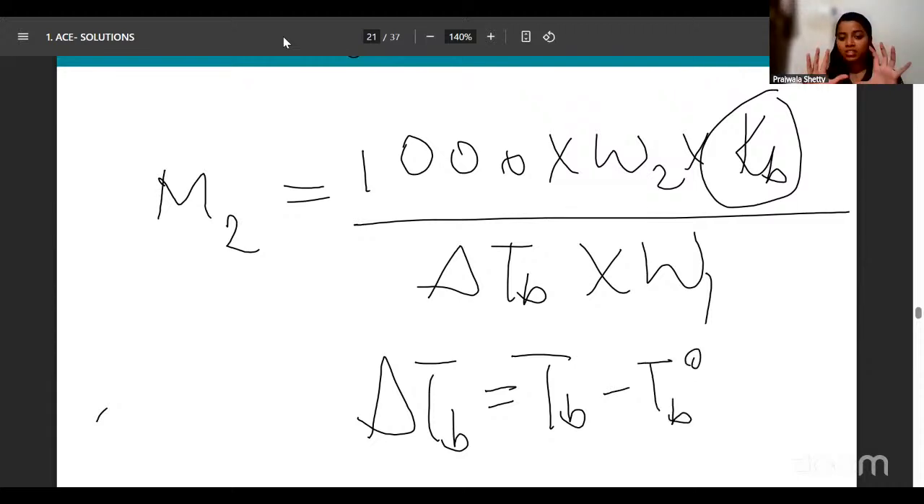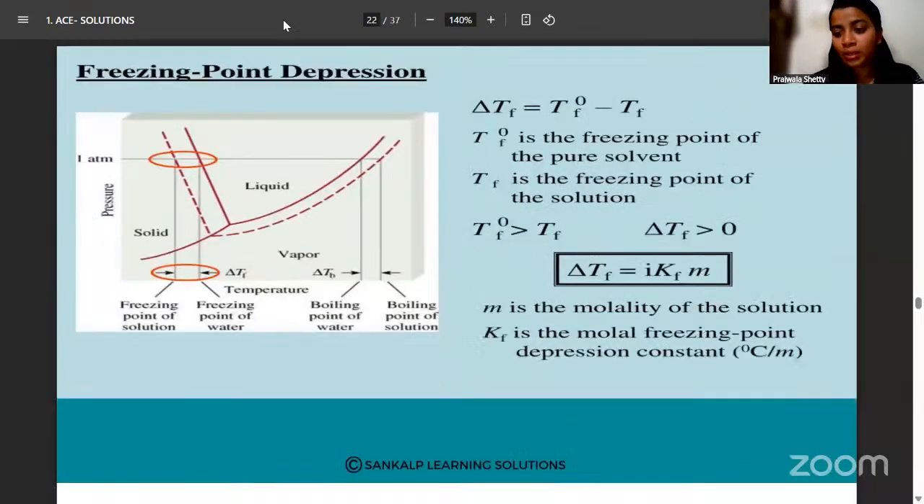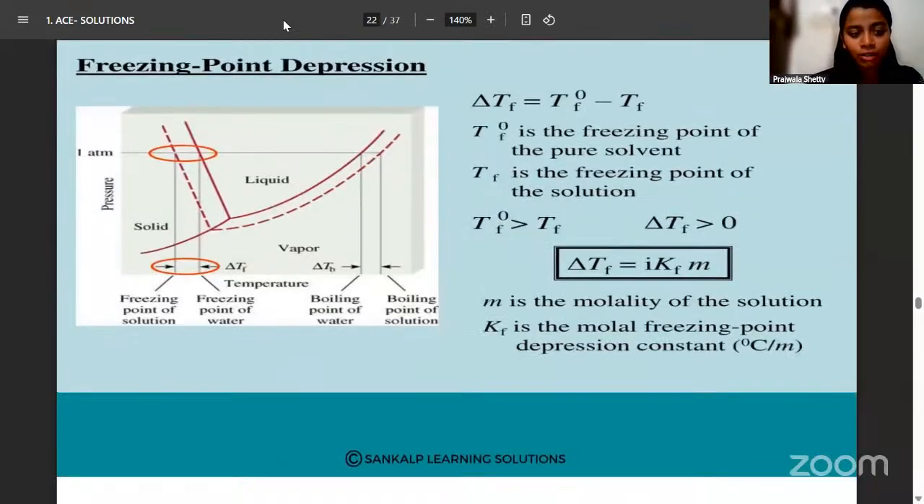Why I'm stressing this delta TB is because you further have the cryoscopic constant. Cryoscopic constant is again a different concept in freezing point. I'll show you, I'll show and then explain so that you'll understand it properly. So you have something called freezing point depression, that is, depression of freezing point.